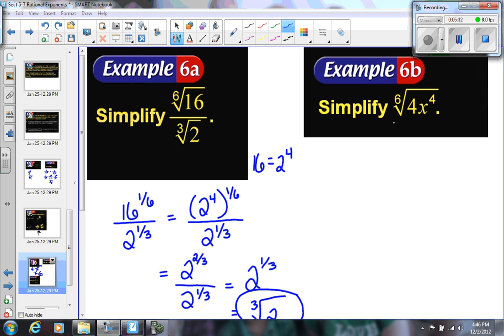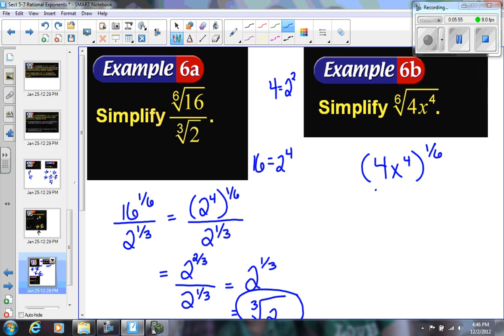Okay, so let's see what we can do with this next one. Again, I'm going to write this with a rational exponent. So when I do that, I have 4x to the 4th raised to the 1/6 power. Now, I know 4 is the same as 2 squared, so I'm going to write this as 2 squared times x to the 4th, to the 1/6.